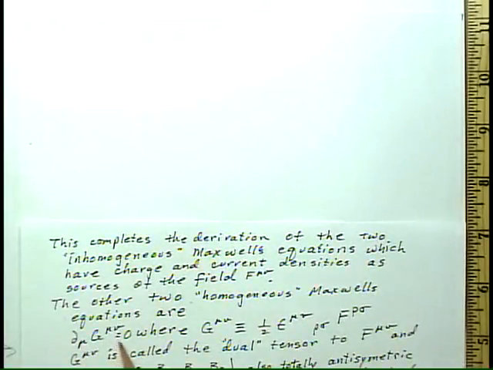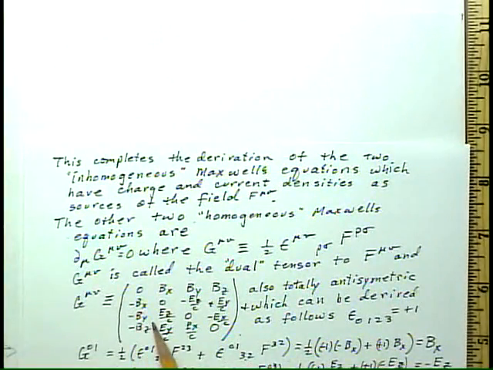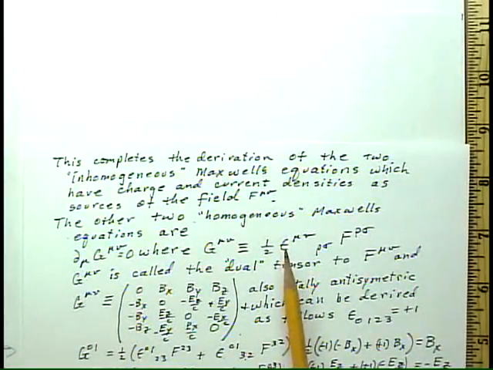Partial of mu of G mu nu is equal to 0, where we define this dual tensor G as G mu nu is equal to 1/2 epsilon mu nu lower rho sigma F rho sigma. The 1/2 actually comes from the fact that this epsilon symbol is going to pick up these different F terms twice, and the 1/2 will cancel that. It should be left as an exercise to the reader to see if you can derive this exact expression for G mu nu. They're just simple terms.